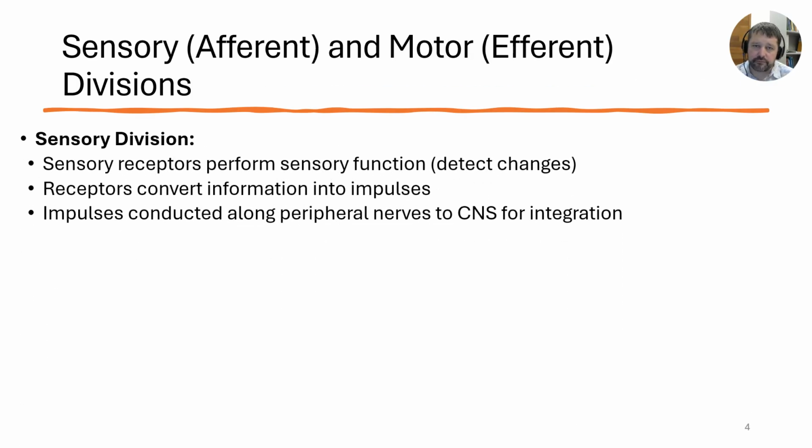Afferent sensory division. So again, sensory receptors are going to perform that function. They detect change. So there is a homeostasis. There's a normal status in your sensory receptors, and when there's alteration to that normal status, when it's pushed in one direction versus the other direction, it's going to detect that change and send a signal. That signal will be sent to the central nervous system.